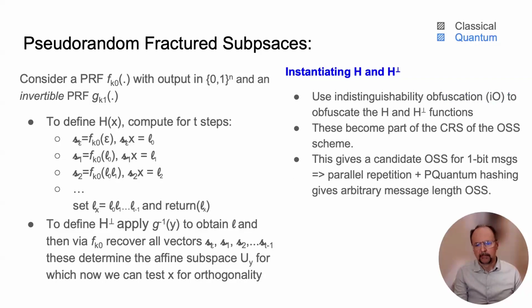So how do we instantiate then H and H orthogonal? We can just use indistinguishability obfuscation, and these obfuscated versions become part of the common reference string, and that's the candidate for one-shot signatures for one-bit messages. And of course, via parallel repetition and post-quantum hashing, we can get arbitrary message length one-shot signature.